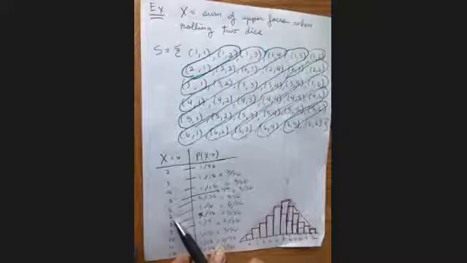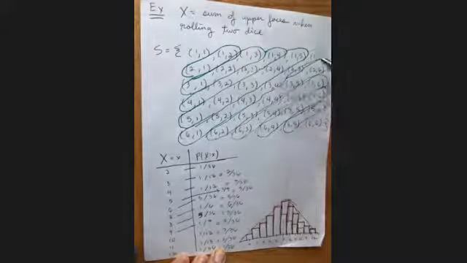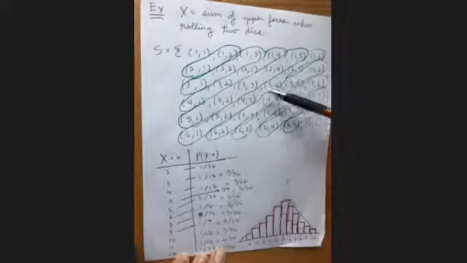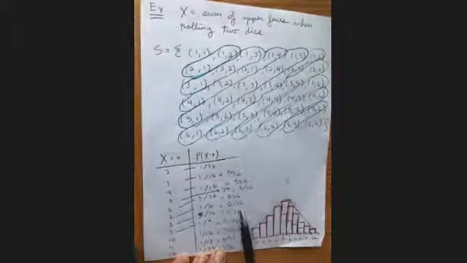Then finally, when we reach 7, we have the most possibilities for 7, because we can roll a 1 and a 6, a 2 and a 5, a 3 and a 4, a 4 and a 3, a 5 and a 2, or a 6 and a 1. And that's 1, 2, 3, 4, 5, 6 ways of rolling a 7. So that's 6 out of 36, which reduces to 1/6.